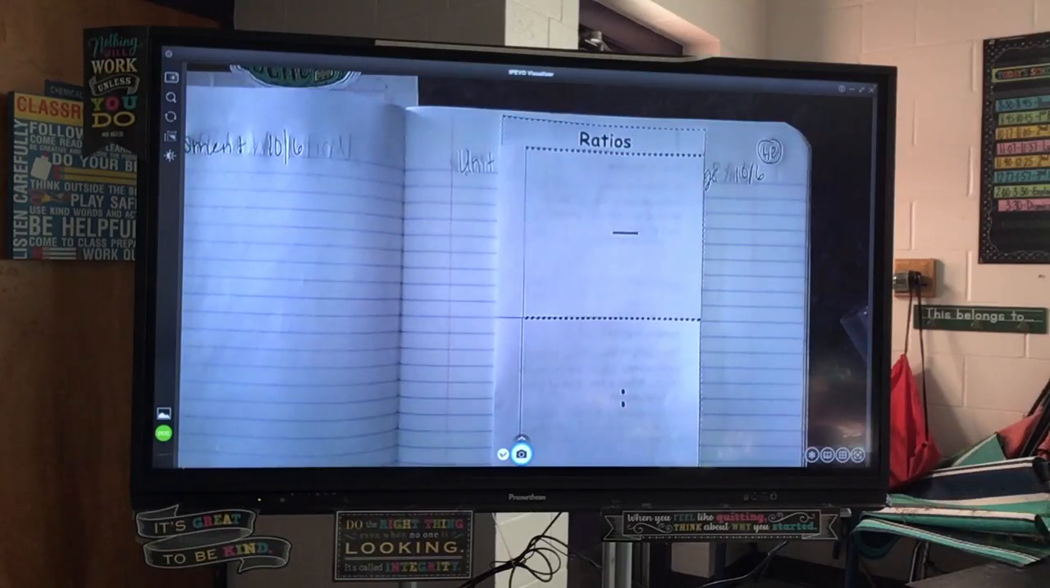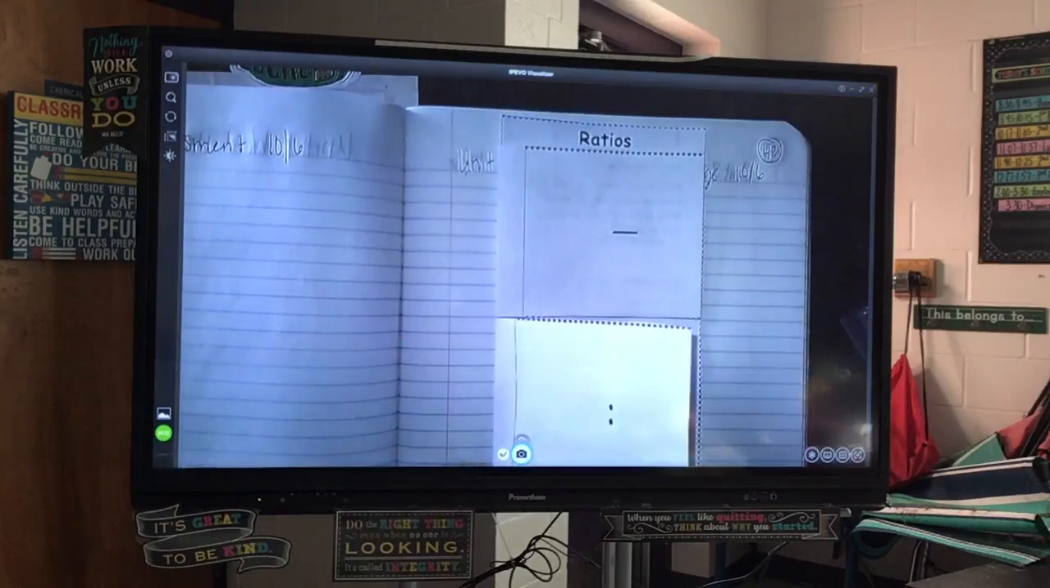About 20 seconds, y'all. Just make sure, Isaac, that it's just that side. So if you're cutting just that side, you're good. 10 seconds.